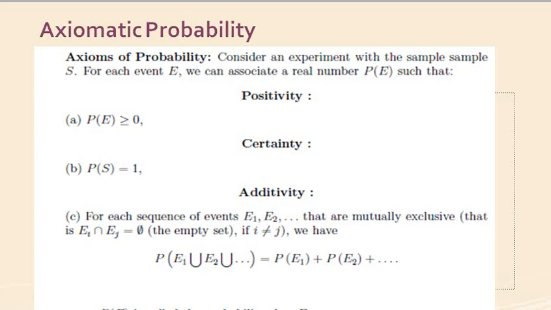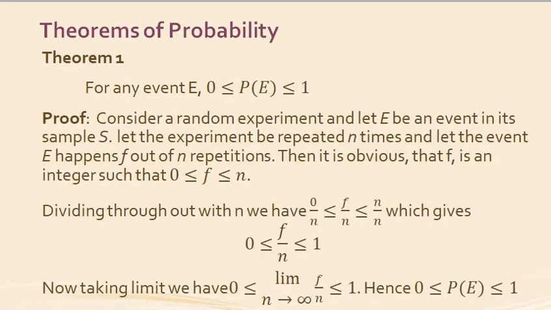associate a real number P of E which satisfies the first axiom, P of E greater than or equal to 0; the second axiom, P of S equal to 1; and if E1, E2, etc. are mutually exclusive or disjoint events, that is Ei intersection Ej equal to empty set whenever i not equal to j, we have the probability of E1 union E2 union etc. is the sum of the probabilities, P of E1 plus P of E2 plus etc. So these are the axioms associated with the axiomatic definition of probability.